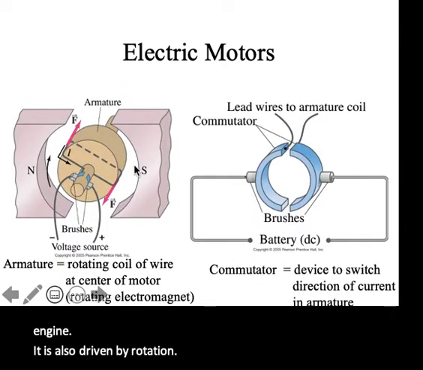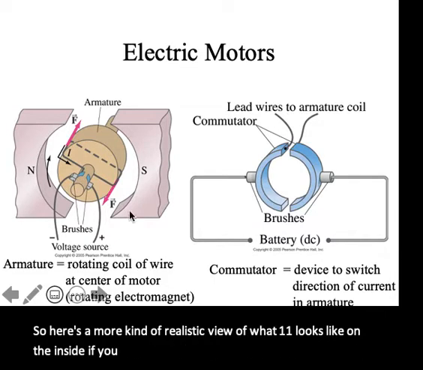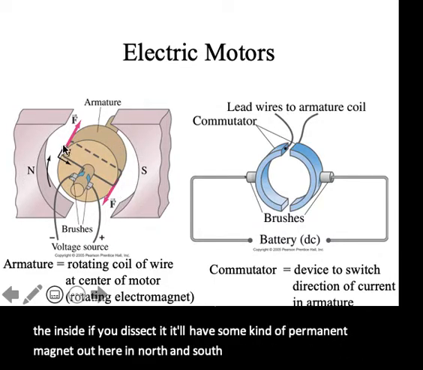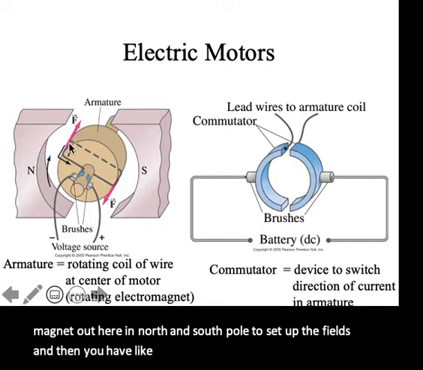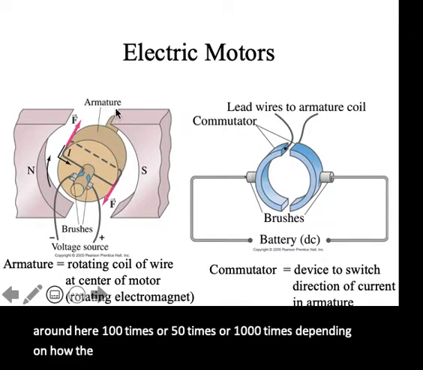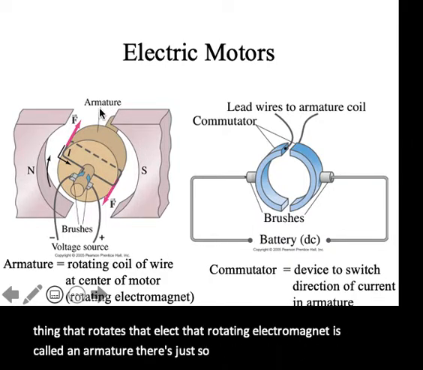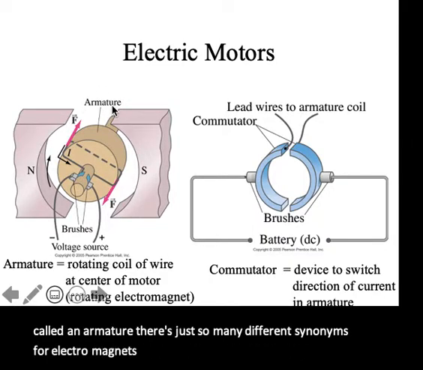So here's a more realistic view of what one looks like on the inside. If you dissect it, it'll have some kind of permanent magnet out here, north and south pole, to set up the fields. And then you have a cylinder usually that a wire goes around like 100 times or 50 times or 1,000 times, depending on how the motor is designed. And then that whole thing that rotates, that rotating electromagnet, is called an armature. There are so many different synonyms for electromagnets, but that seems to be the one I see most commonly with electric motors.